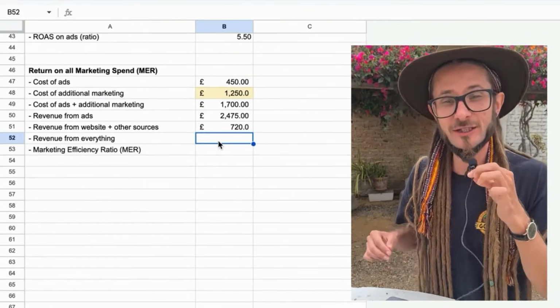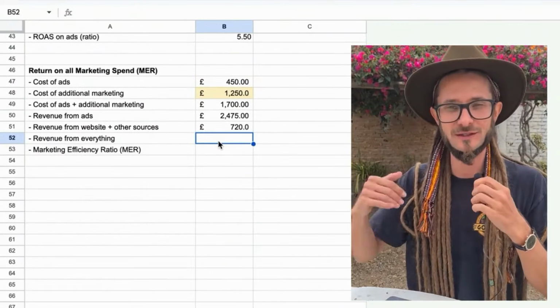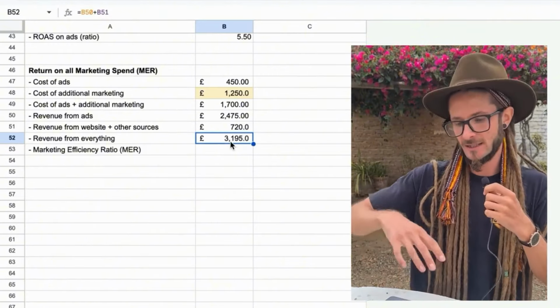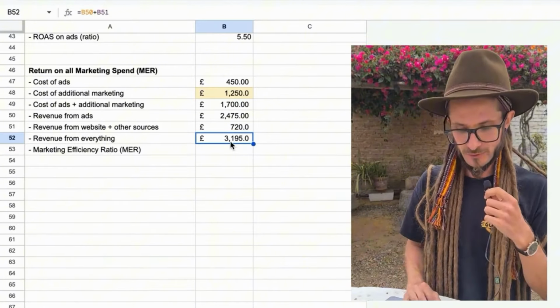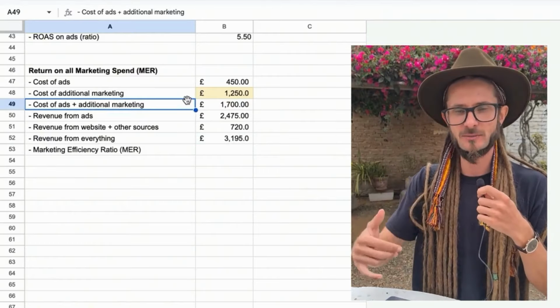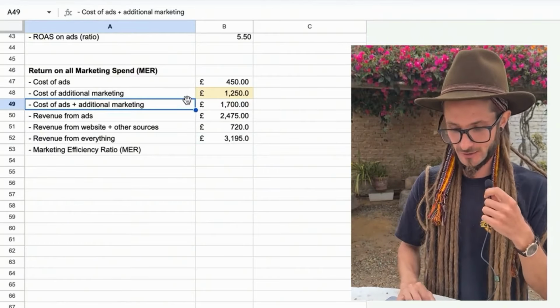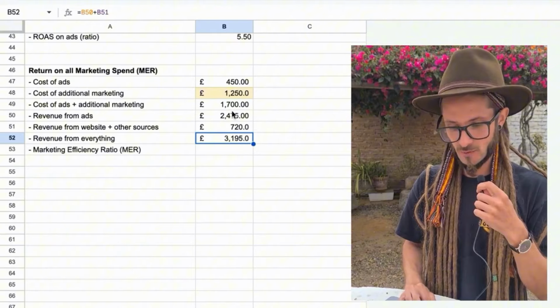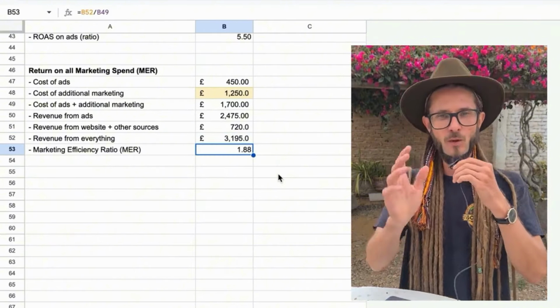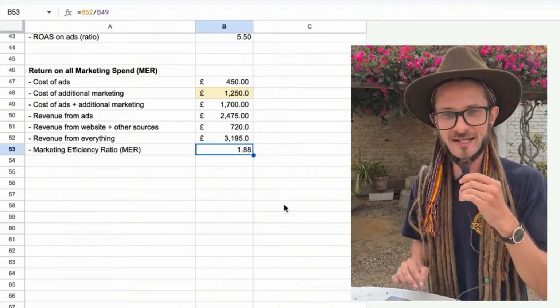Then we're looking at the revenue from everything, which is the above two fields combined, okay? So that's then the total revenue from all marketing, from website, other sources, that's all the revenue. And then we've got all the costs from ads to additional marketing to everything else. That gives us the ratio. Now we just need to calculate what is the ratio between these two numbers, okay? Which is simply revenue divided by cost. So 1.88 is the marketing efficiency ratio.